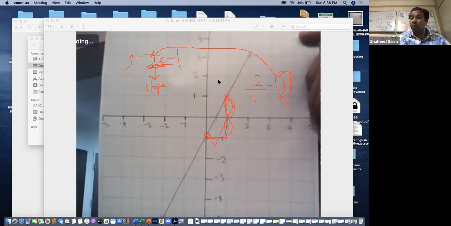The next one now, they ask you to draw 2 graphs. Okay, they ask you to draw 2 graphs. Okay, so we go for this one right here.